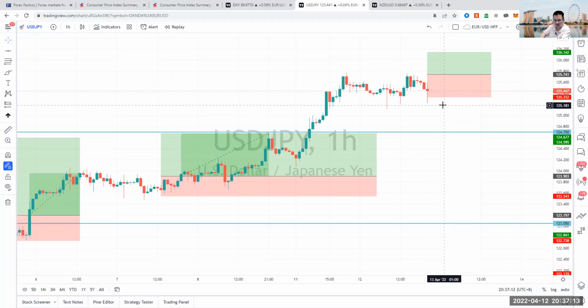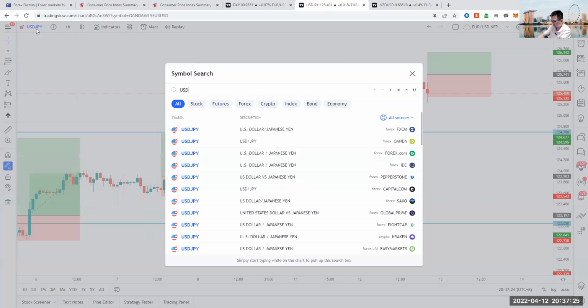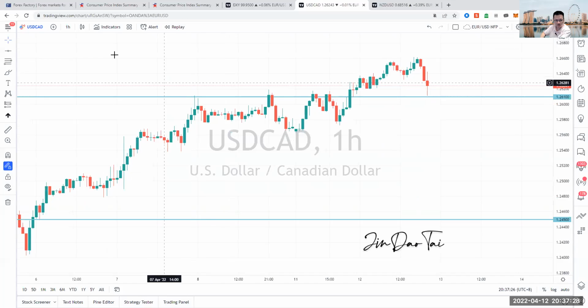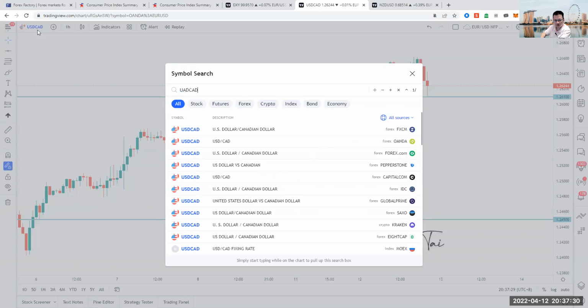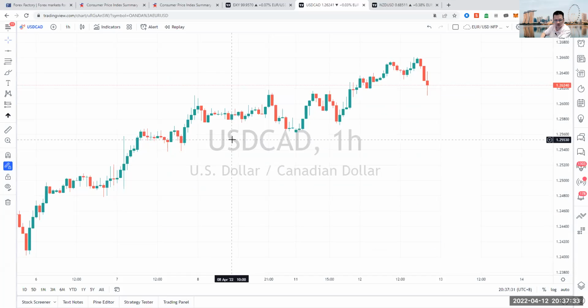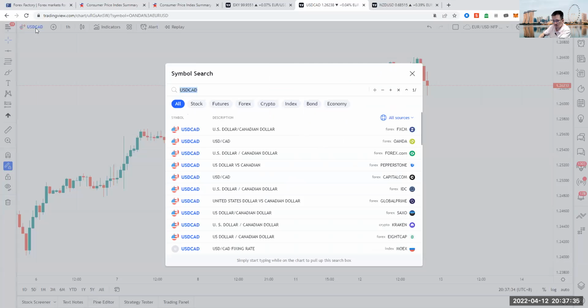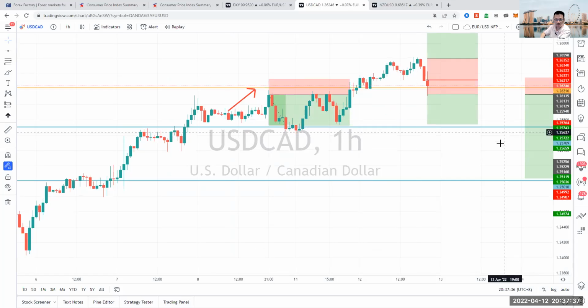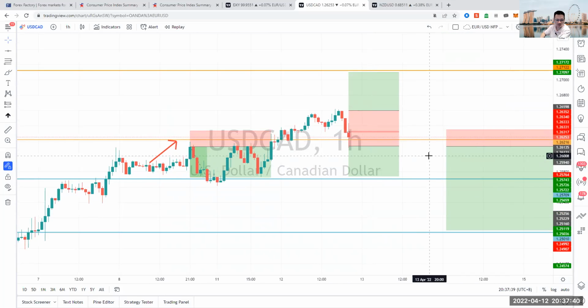US yen spiked down, but it's bounced back up. So at this point, still watch it. Once it turns back up, you could be looking for that buying opportunity, but it doesn't seem like it's going to happen in a hurry. US CAD is still sitting at that point, so not very interesting at this point.